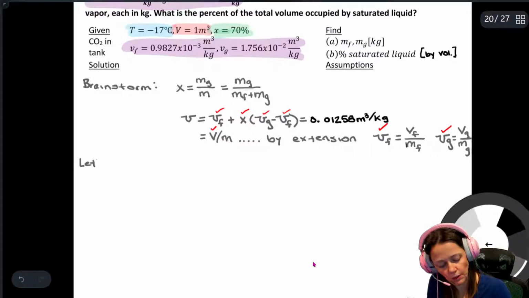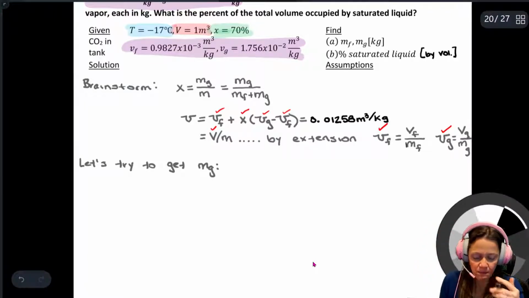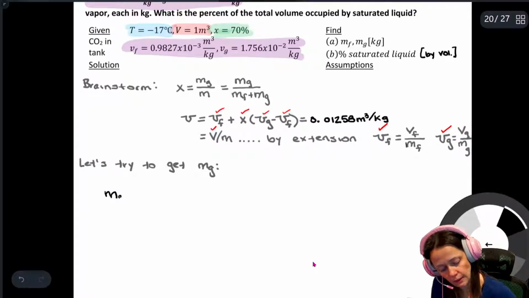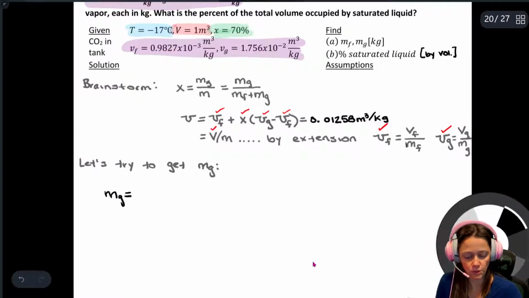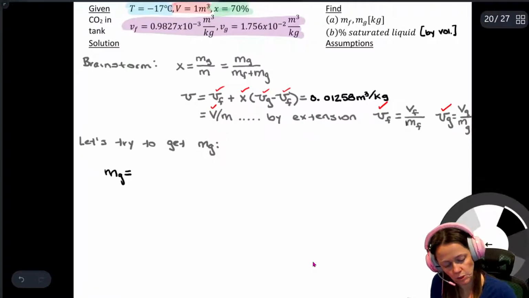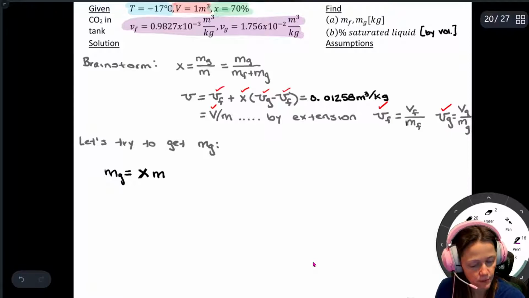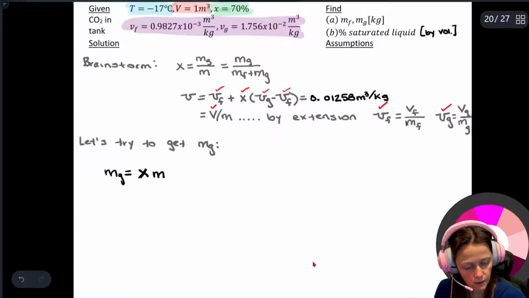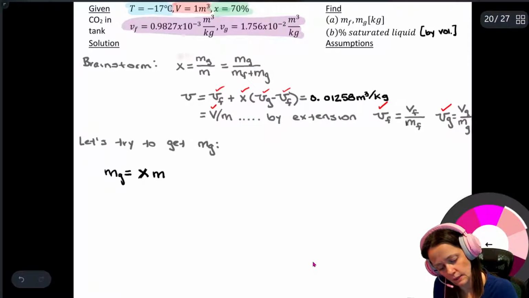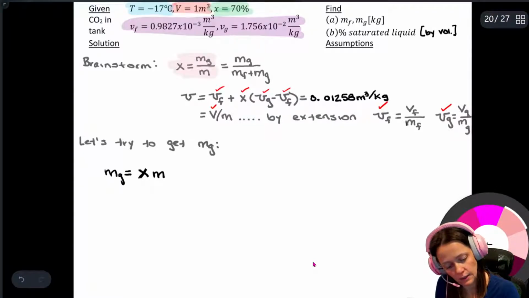So just kind of looking at what I've got, let's try to get M sub G. All right. So I know M sub G is equal to, wouldn't that just be quality times the mass? Right, and so I've got that information. I look at this guy right here. I'm bringing him down. That's where I'm getting that guy.